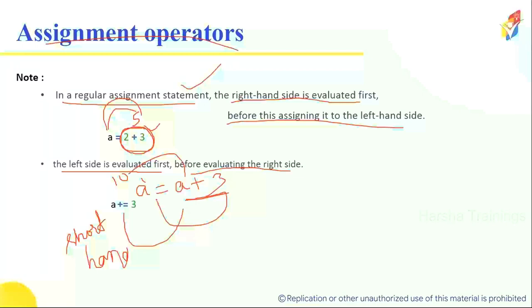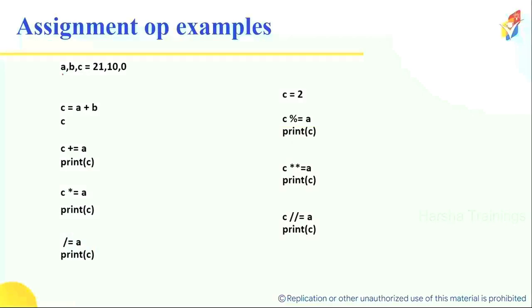Now let us take a small example. A, B, C equal to 21, 10, 0. Now 21 will be copied to A, 10 will be copied to B, and 0 will be copied to C. Now C equal to A plus B. Can you please tell me the result? C equal to A, which is 21, plus 10. Is it 31? Yeah. Now here I'm saying C plus equal to A. It can be written as C equal to C plus A. Now here C is 31 and A is 21, so the C value will be 52.